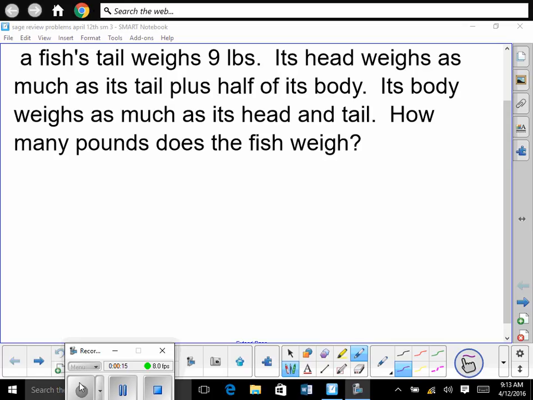So let's just start with the first thing we're given. The first sentence here says, a fish's tail weighs 9 pounds. So I'm going to write tail is equal to 9 pounds. Does everybody understand that? Okay?